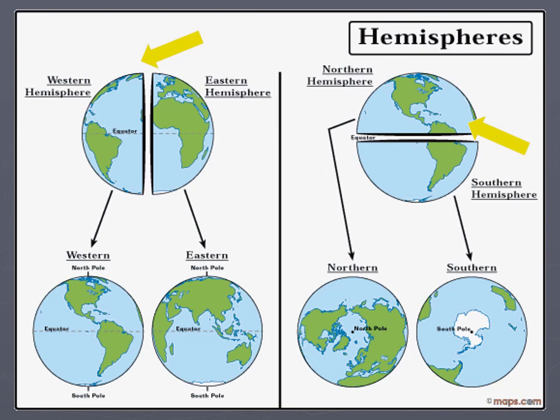Now we are going to look at the northern and the southern hemisphere. Which line divides the earth into half? Yes, it's the equator. The equator divides the world into two halves, and we have the northern and the southern hemispheres.